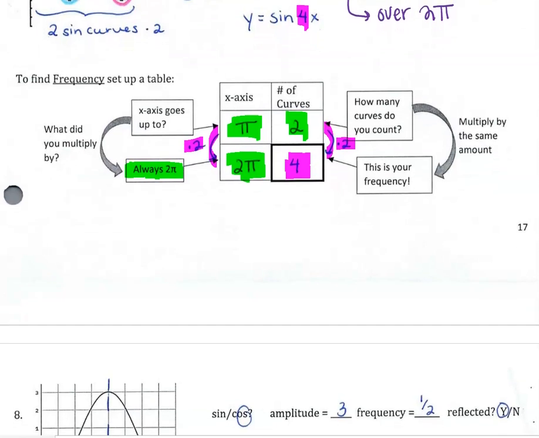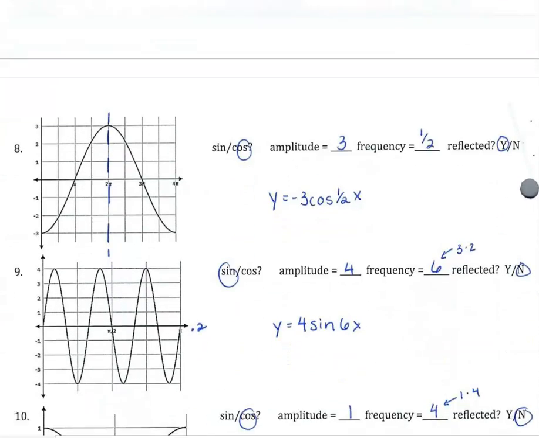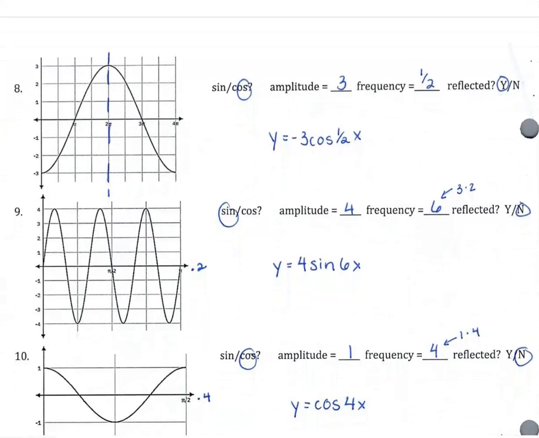All right, so moving on to the next page. It starts off the same way. First impression, sine or cosine? It's starting off of the midline, so I'm thinking cosine. And it's also starting below, which is why there's a negative here. So there has been a reflection.